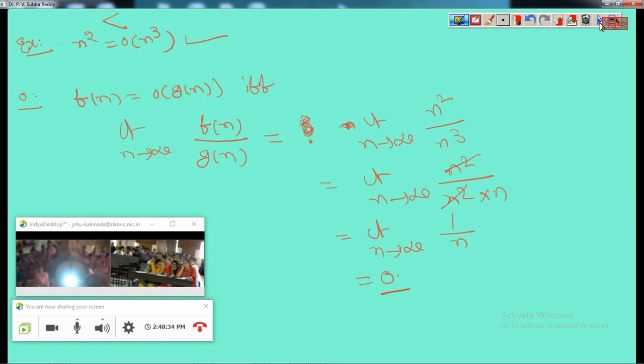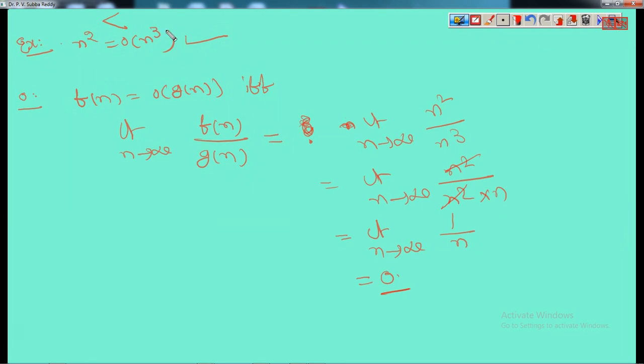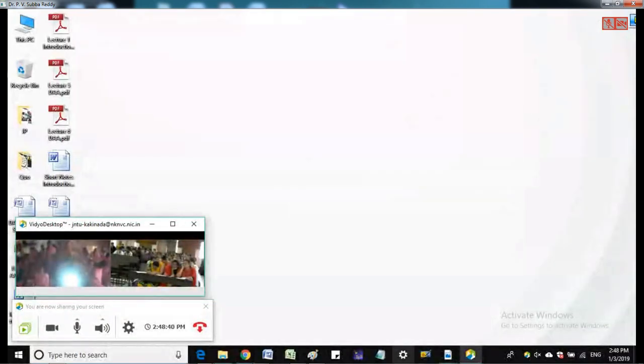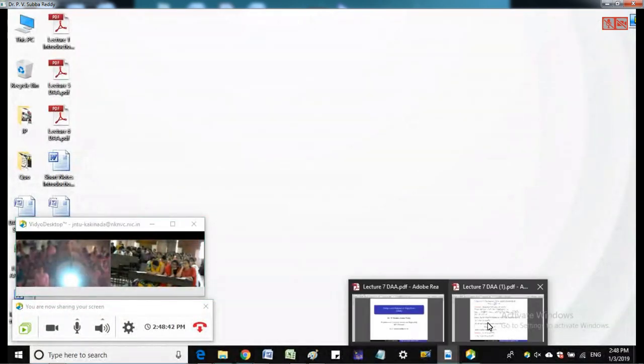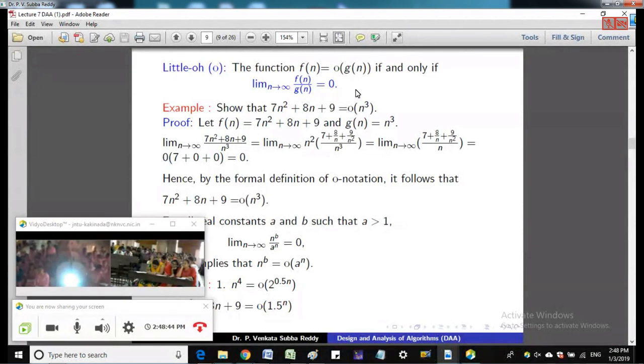That is the definition of little o notation. That's what is given here. A function f of n is little o of g of n if and only if limit n tends to infinity f of n by g of n is 0. I asked you to expect this answer, but okay.